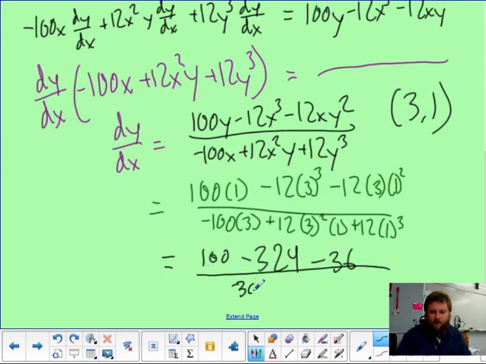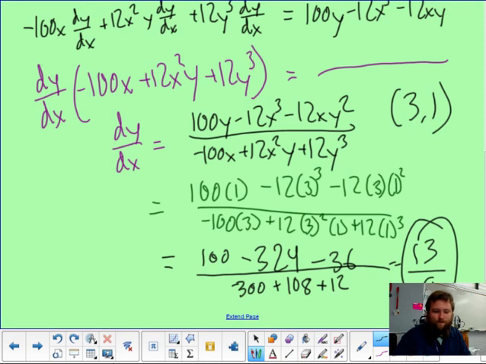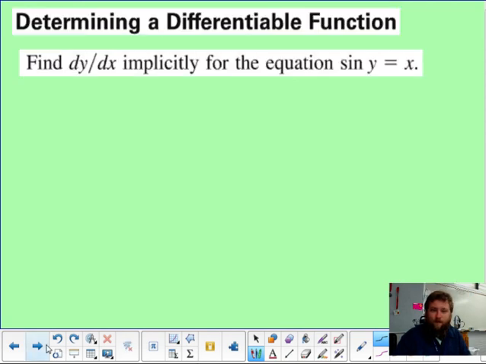All over negative 300 plus 12 times 9 is going to be 108. Yeah, I know math. Plus 12 times 1 cubed, so plus 12. And doing all that work, I get 100 minus 324 minus 36. And that's going to be negative 260. And I'm going to divide that by negative 300 plus 108 plus 12. And that's going to be 13/9 when it reduces. Trust me, that's the right answer. You know what? We'll stop it there.